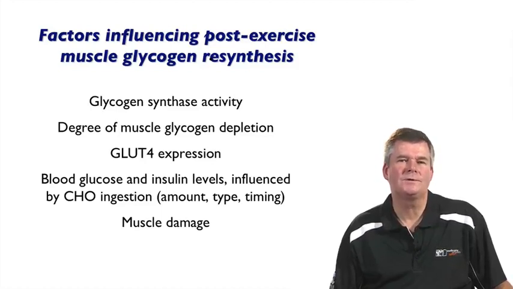And the blood glucose and the plasma insulin levels are also very important after exercise, and these are determined by the extent to which carbohydrate is ingested, influenced by the amount, the type, and the timing of that carbohydrate ingestion. Muscle damage after very prolonged strenuous exercise, for example, such as a marathon, has been shown to slow the rate of glycogen resynthesis.